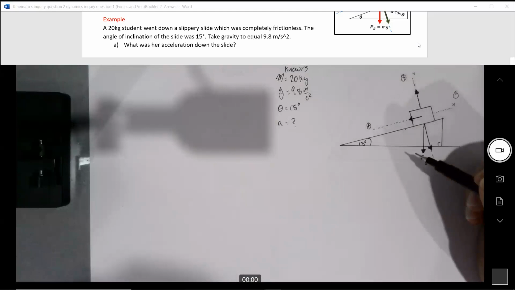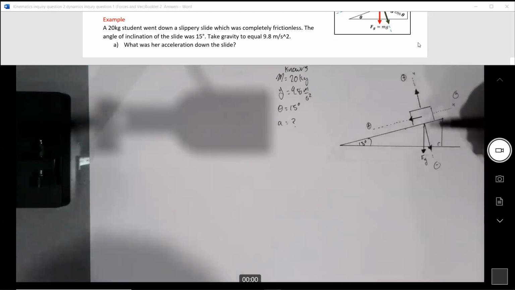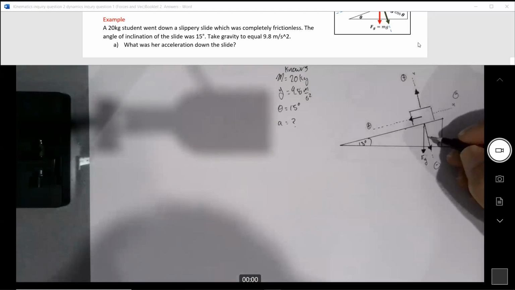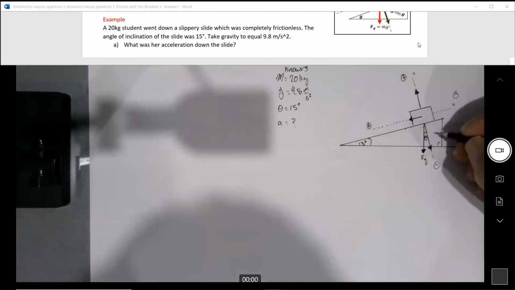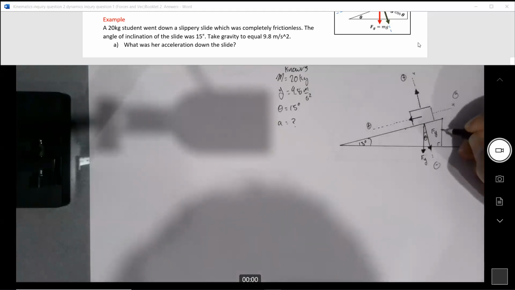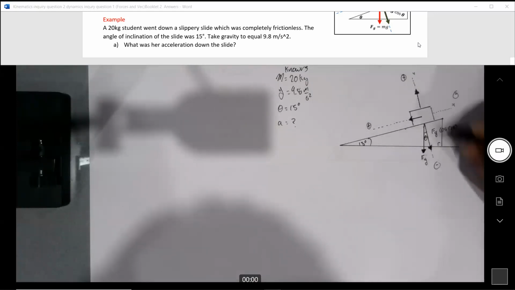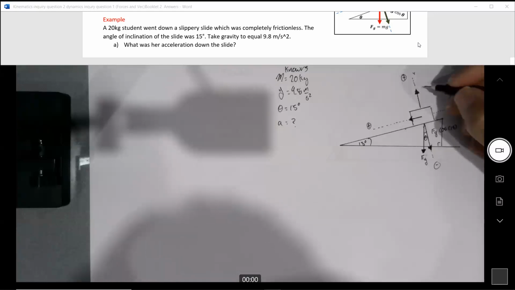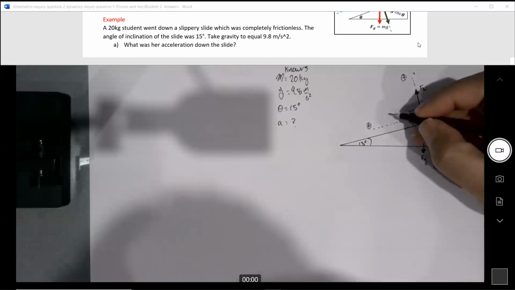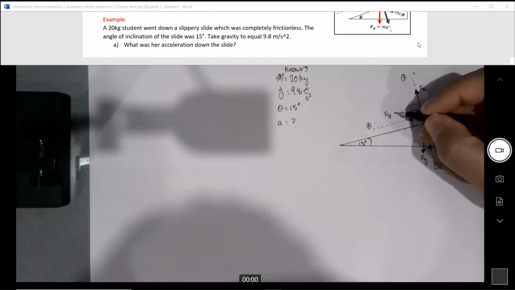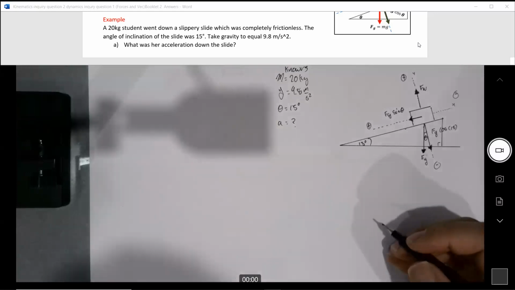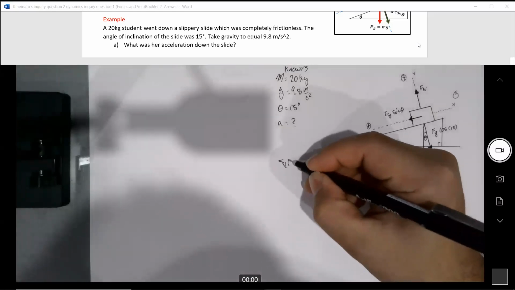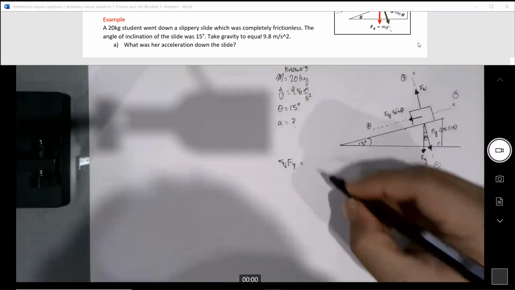Start thinking about Newton's laws. Are there any forces that are going to cancel out? Well, yeah, we know this one, this weight force can be broken down into components, Fg cosine 15, and that's going to balance with the normal force. And we're expecting that the sine component of the weight force is going to cause that object to slide down the incline. So let's have a look at what's happening with the forces in the y direction.